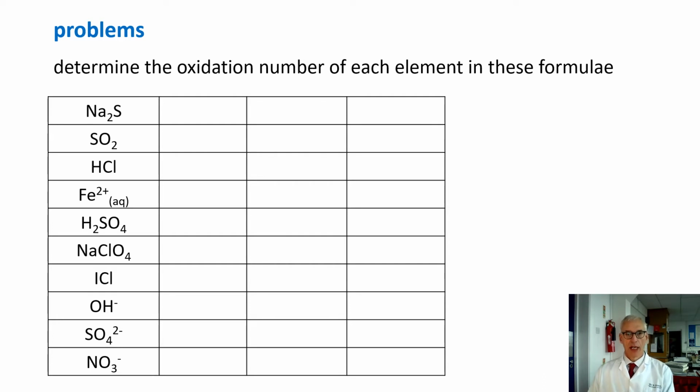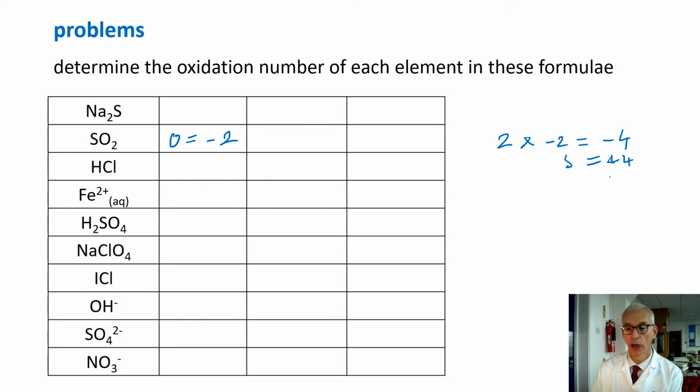So let's have a look at sulfur dioxide. Well, oxygen is -2, that is a rule. There are 2 oxygens, so it's going to come to -4. The sulfur must be +4 if the total is going to sum to 0. So sulfur +4. Hydrogen is always +1, couldn't be easier. Chlorine is the more electronegative element, so therefore chlorine is -1, summing to 0.